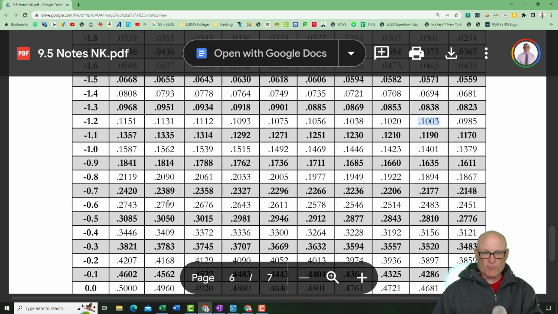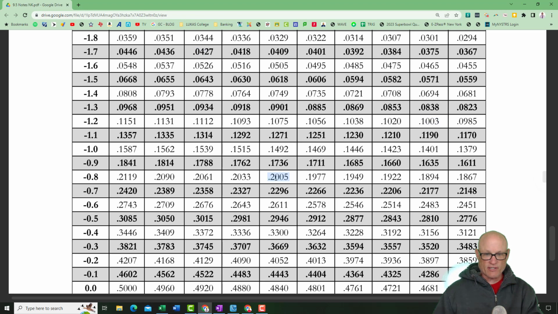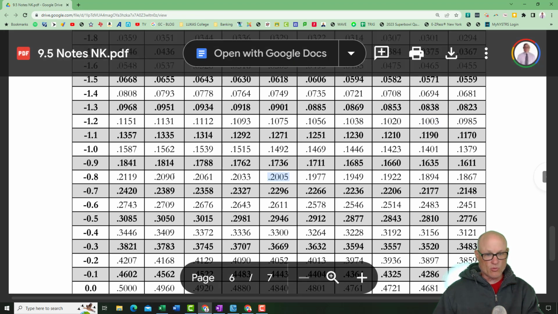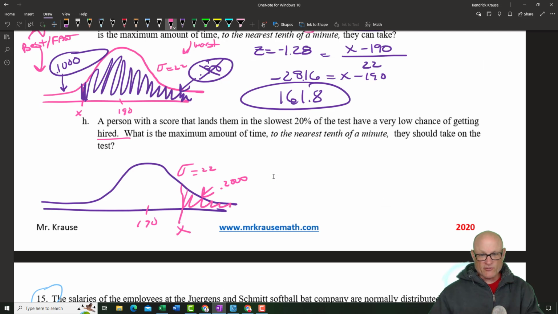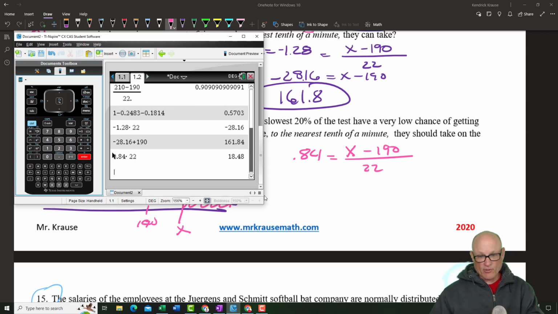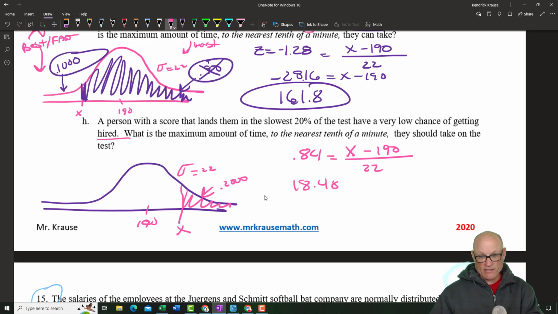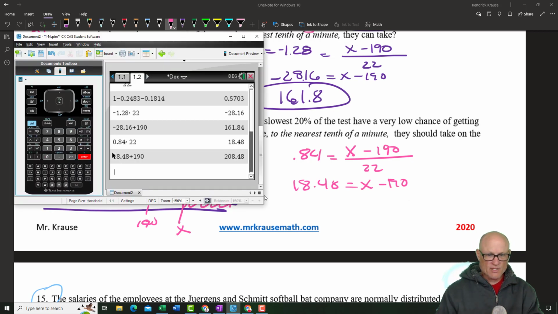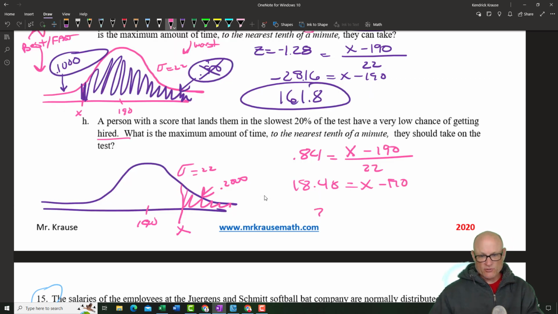All right, so let's go play Where's Waldo. Where's 0.2000? It's right here. So that's 0.80, 1, 2, 3, 4. So my z-score is 0.84, but this time it's positive because it's on the right. What is my observed value? x minus 190 over 22. So come to my calculator: 0.84 times 22 is 18.48. 18.48 equals x minus 190. I add 190, and I get 208.48, which is about 208.5.